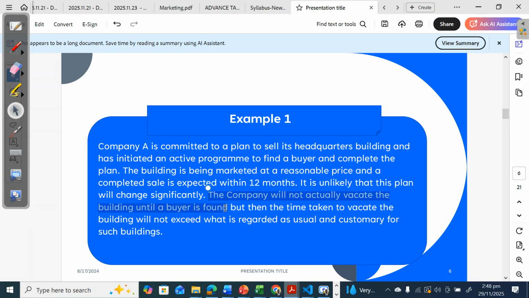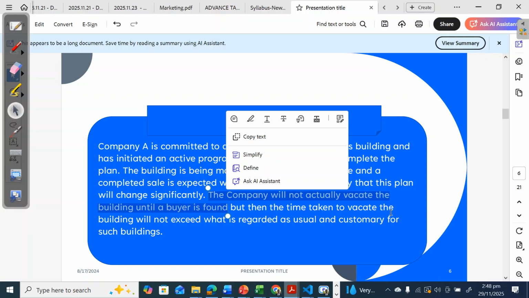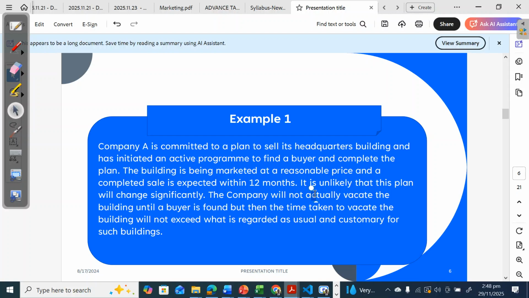They say that the time taken to vacate the building will not exceed what is regarded as usual or customary for such buildings. So, strictly speaking, this asset is not ready to be sold because they are still using it. But they are also saying that in case a buyer comes, they can easily vacate the building within a short period or an acceptable period.